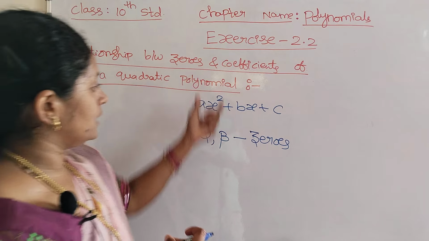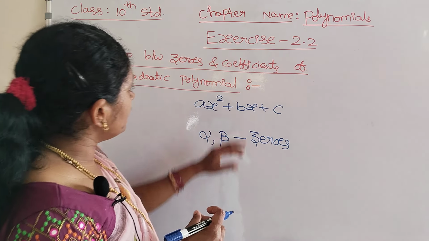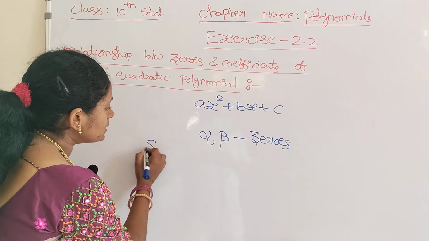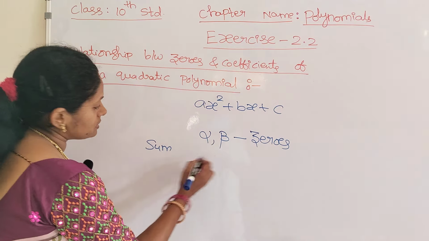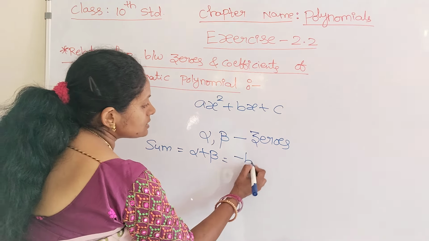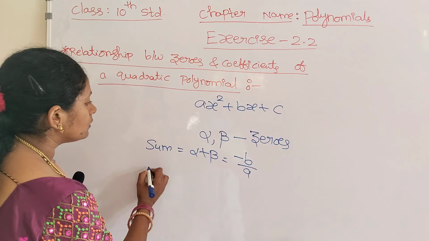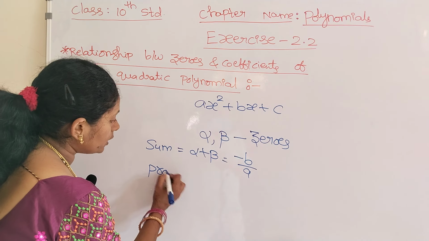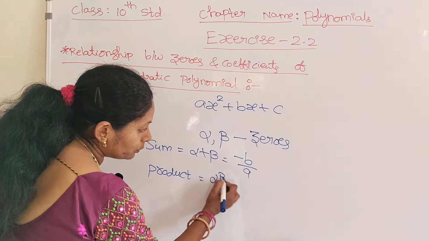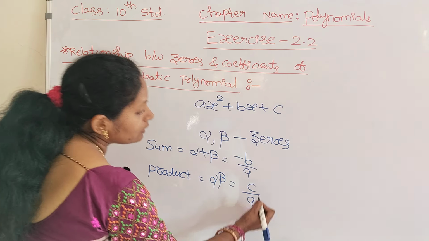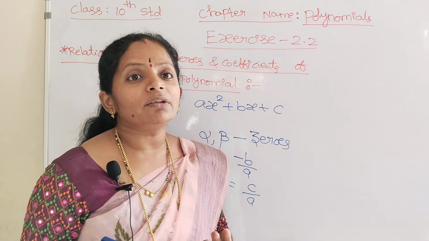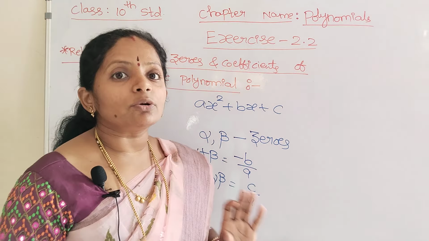Next, what is the relationship between these coefficients and the zeros? The sum of the two zeros, alpha plus beta, is given by minus b by a, and the product of the two zeros, alpha into beta, is given by c by a. This is the relationship between the coefficients and the zeros.